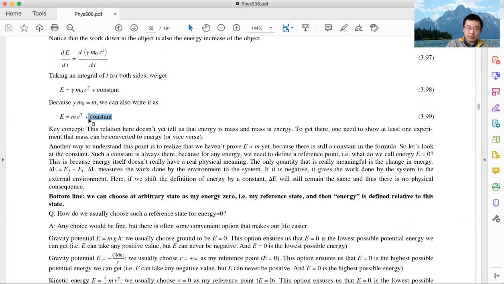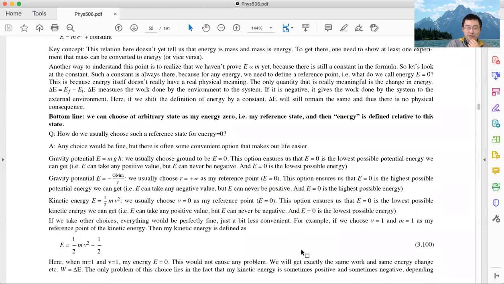However, in reality, when we really do physics, this constant does matter a bit, in the sense that if I choose a good energy reference point, the formula is simplified. For example, for the kinetic energy, if I choose the velocity 0 state to be my reference point, then kinetic energy is 1/2 mv squared. That is very nice, and that's a convenient option.